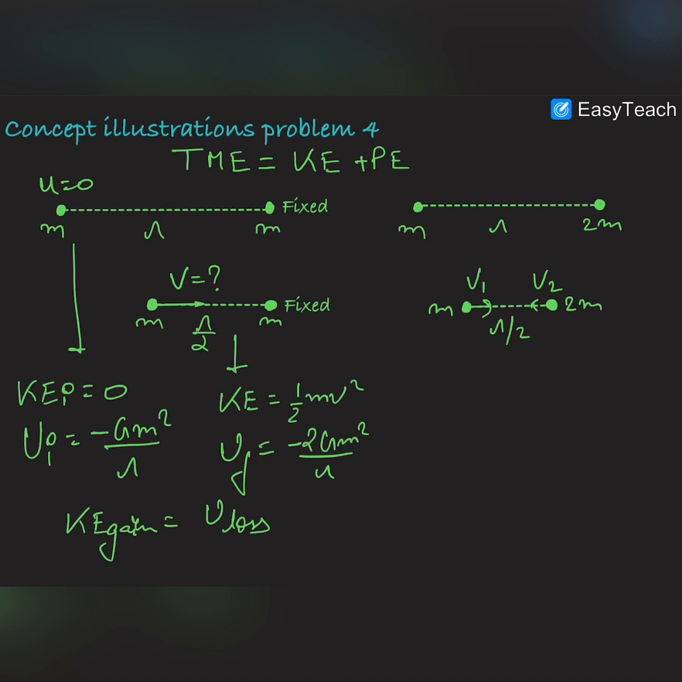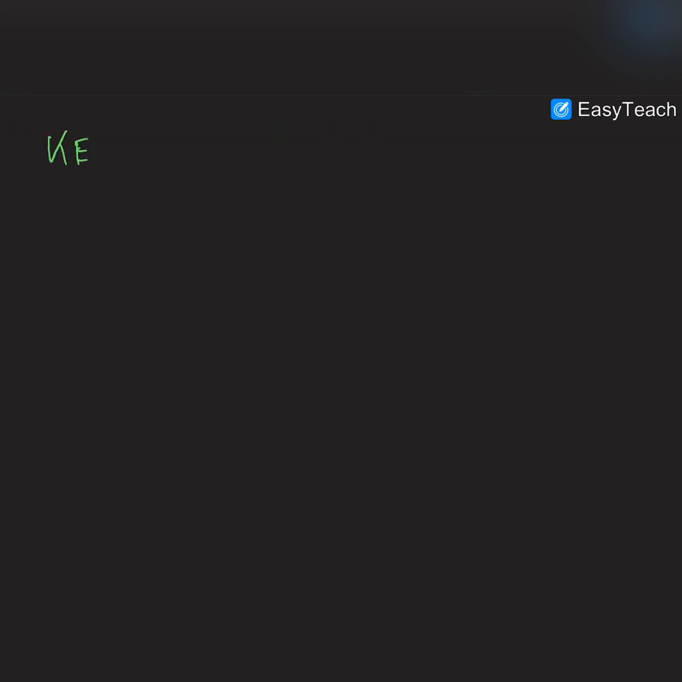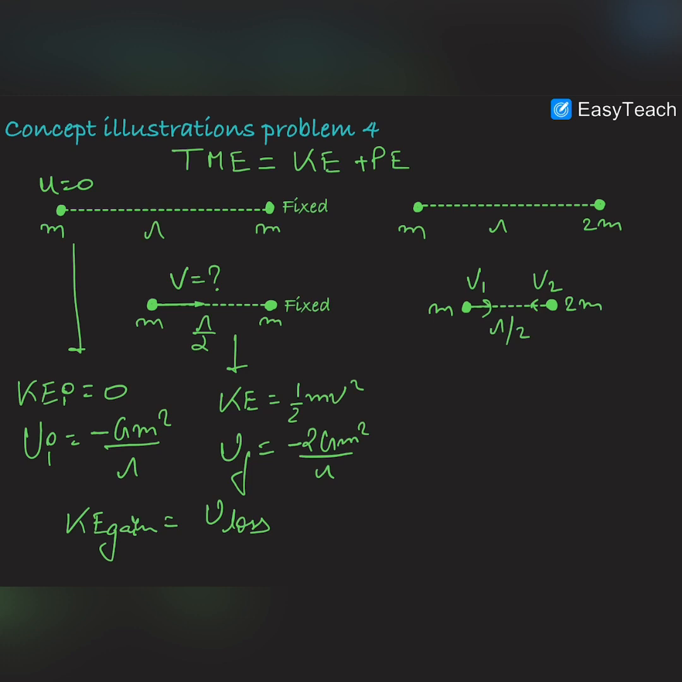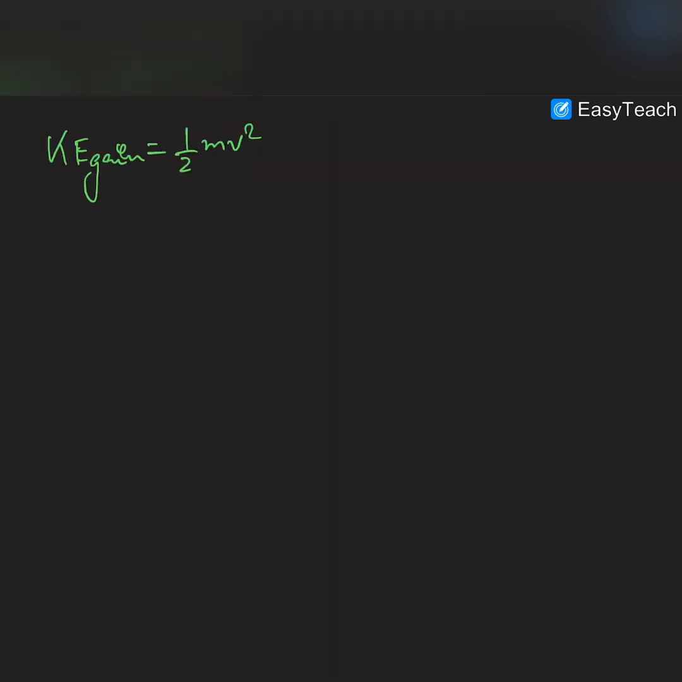So the gain in kinetic energy is, let us use a different page, equal to half mv square, and the loss in potential. Now when we are referring to the loss in potential energy, it is automatically understood that the potential energy has decreased. So the initial potential energy would be greater, so we find the loss in potential by subtracting the final potential energy from the initial potential energy.